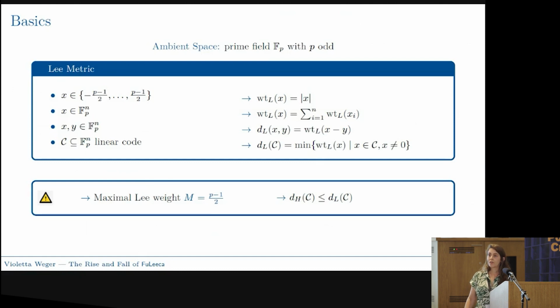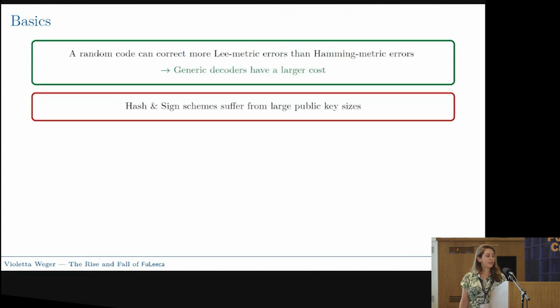What is also very easy to see is that the minimum Lie distance of a code is always at least the minimum Hamming distance of the code, right? And that is the main reason why we introduced the Lie metric to code-based crypto like 5 years ago. Random codes can correct more Lie metric errors than they can correct Hamming metric errors. And even better than that, the generic decoders in the Lie metric have a larger cost than in the Hamming metric. So this is very promising. You can have smaller key sizes for the same security level.